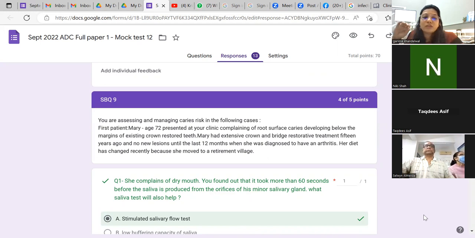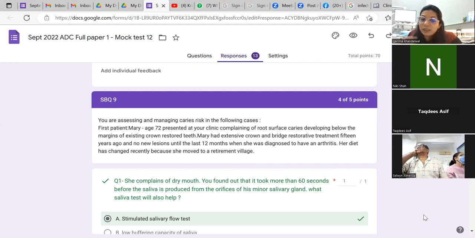First patient, Mary, age 72, presented at your clinic complaining of root surface caries developing below the margins of the existing restored teeth. Root caries means the root is exposed below the crowns. You don't want to remove the crowns, understood? Because you cannot give a crown on the root beyond a certain extent. Mary had extensive crown and bridge restorative treatment 15 years ago, so it's a long-standing one, and no new lesions until the last 12 months. Means her caries risk is pretty low, as in she maintained everything very nicely.